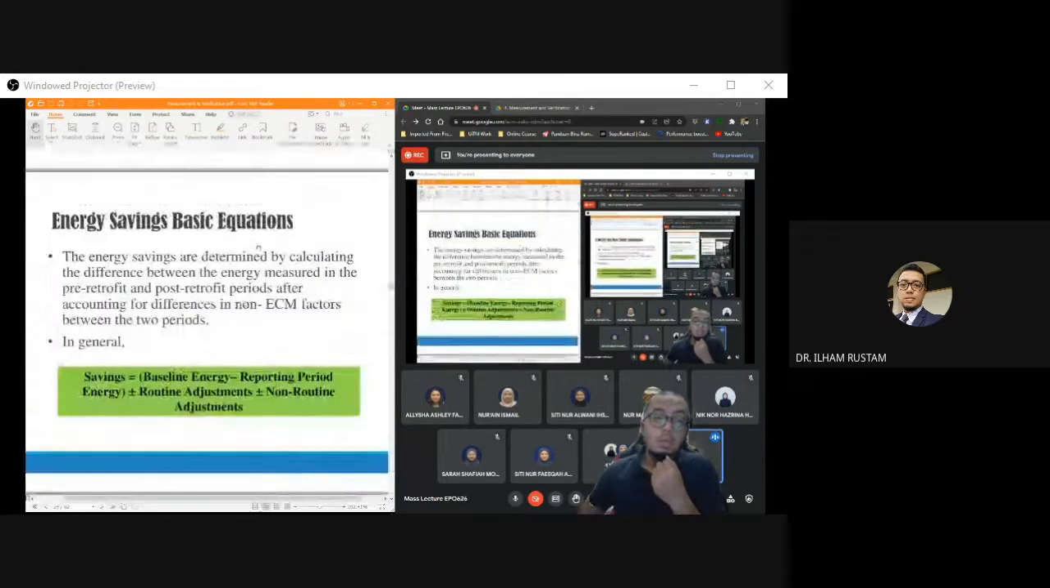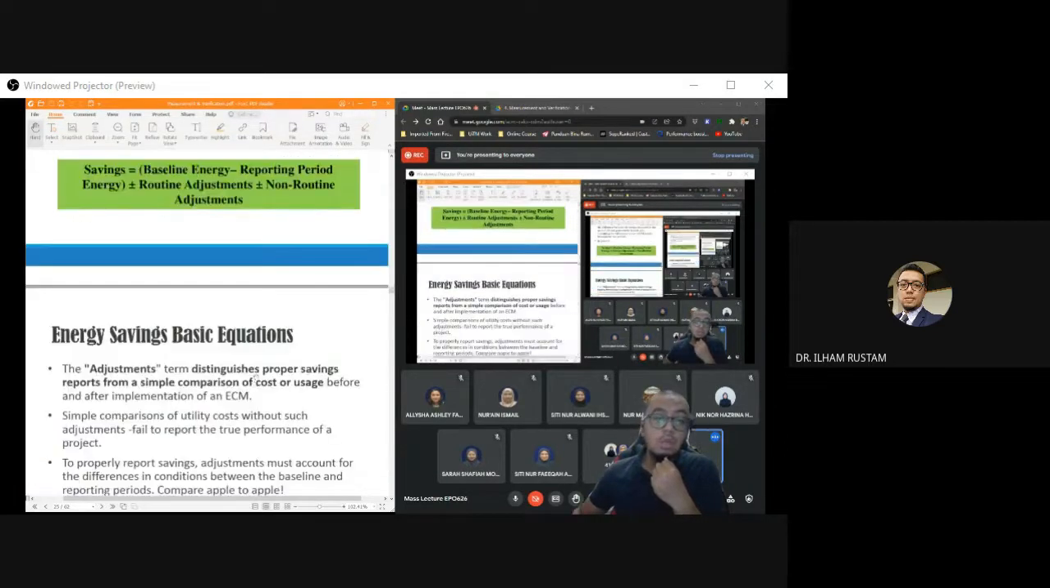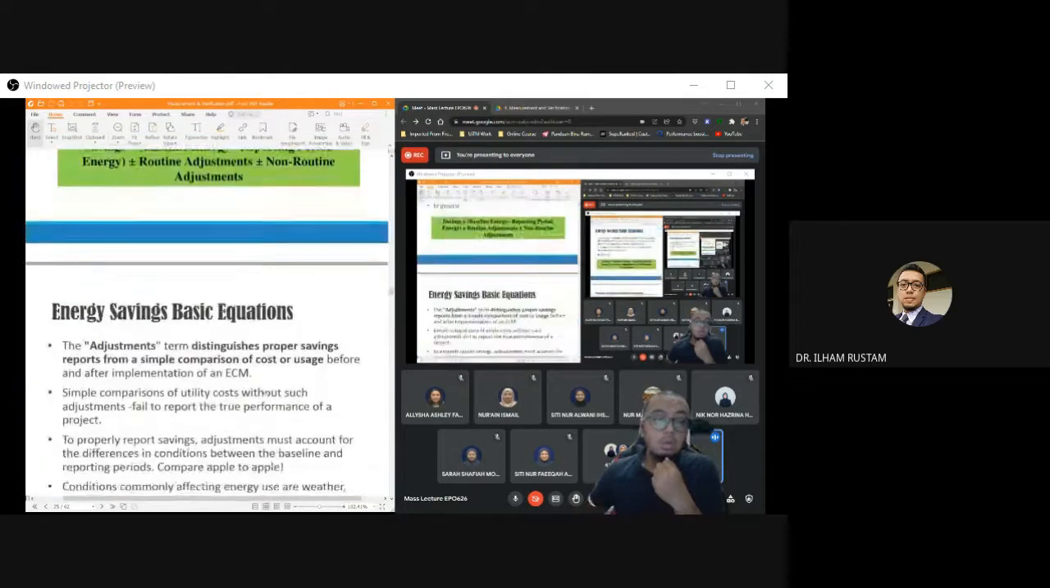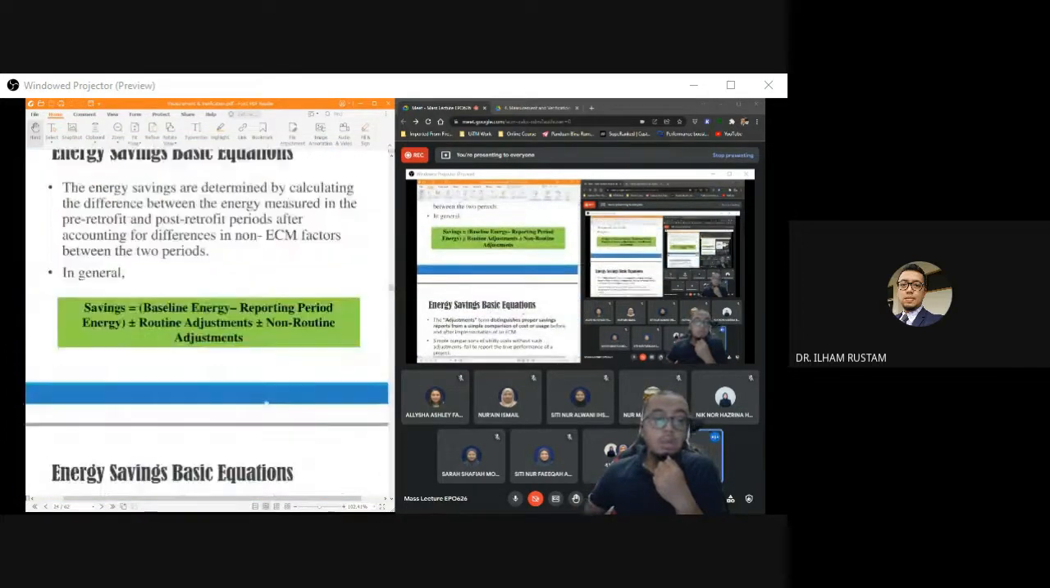Okay, so the basic equation is that the saving is actually the baseline energy, the previous year before you install the ECM, minus the reporting period after you have installed the ECM, plus or minus any kind of routine adjustment and also any kind of non-routine adjustment. So what is routine and non-routine? Routine and non-routine is after this.